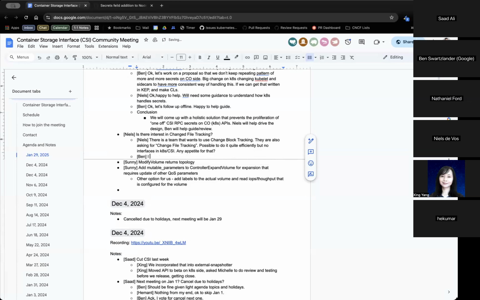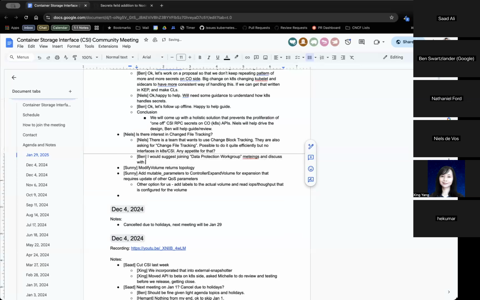the people who are actually doing the change block tracking stuff. I can tell you from the history of this, when we started the whole change block tracking, I don't know, 3-4 years ago, it's been a while, we talked about both. We talked about change block tracking, we talked about change file tracking, and the consensus among the group was that change block tracking is more widely applicable and is the right thing to start on.